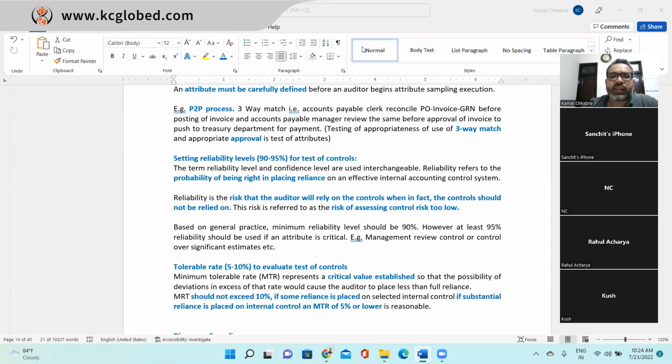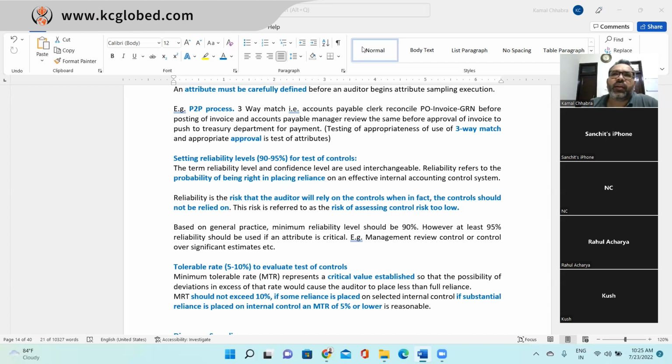First is setting the reliability level between 90 to 95% for test of control. So why 90 to 95? Why not 100? Why not 80? Right? I'm sure this question might come to your mind: why are we setting the reliability level between 90 and 95?